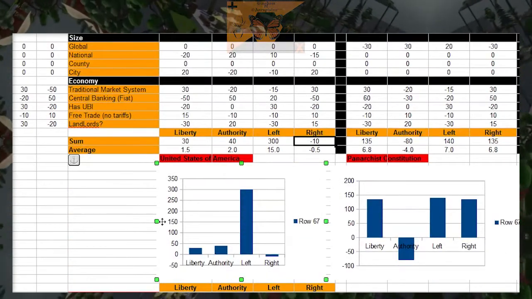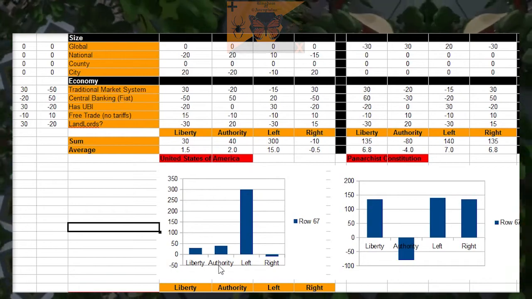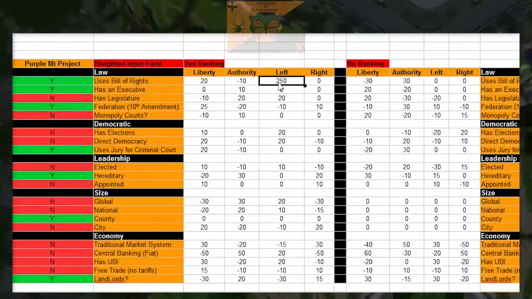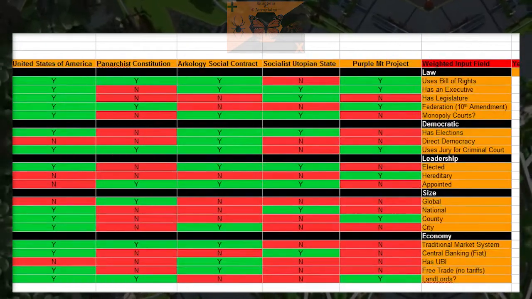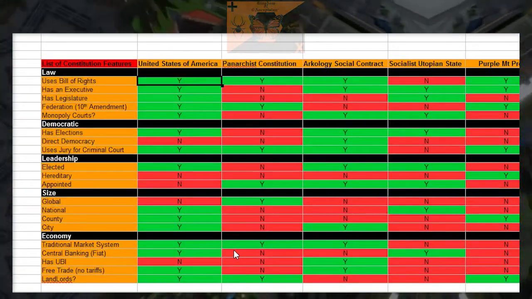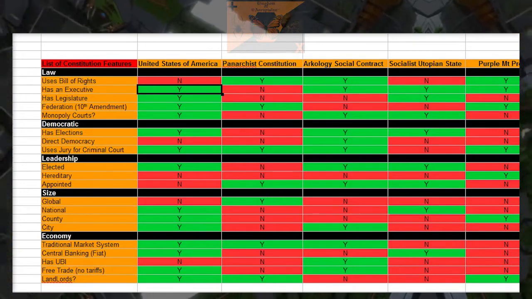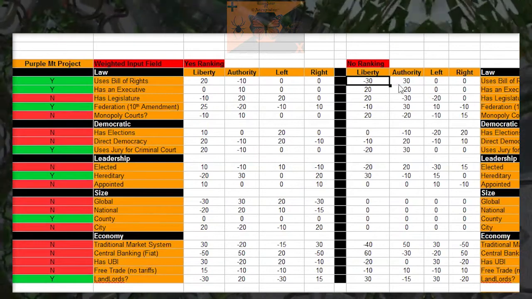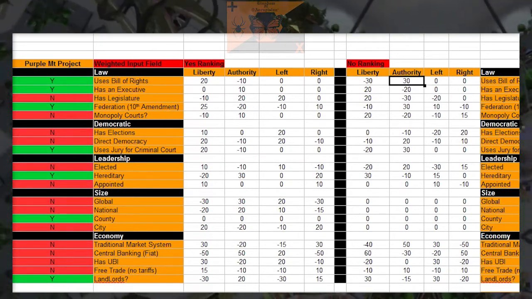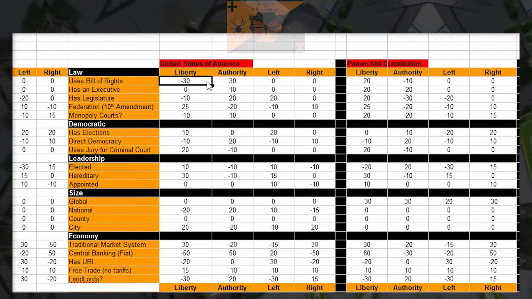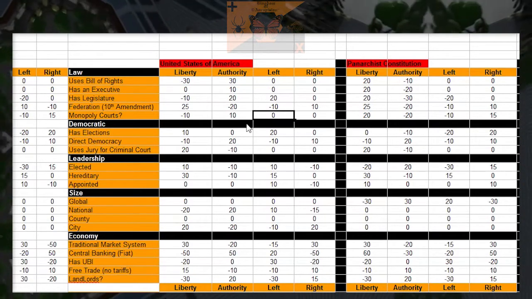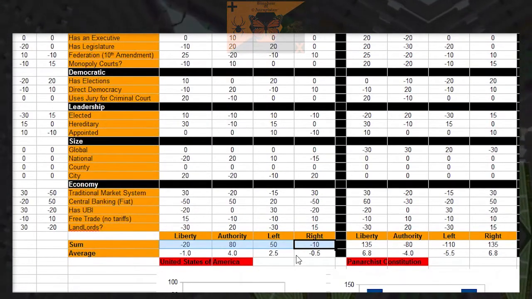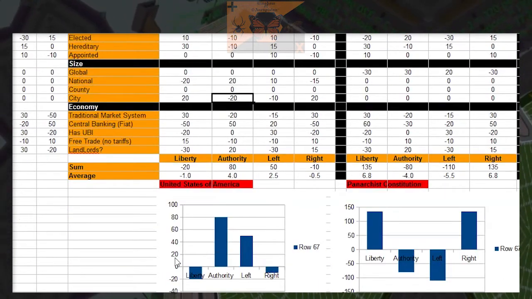And then you can take the chart. As you can see, the left goes wild because of this 250, which is deduced from here. This was originally 0, and you have the Y here. Now if you change this to an N, then it's going to pull this: minus 30 liberty plus 30 authority. This is from an if statement. So then the summation changes and the chart changes.